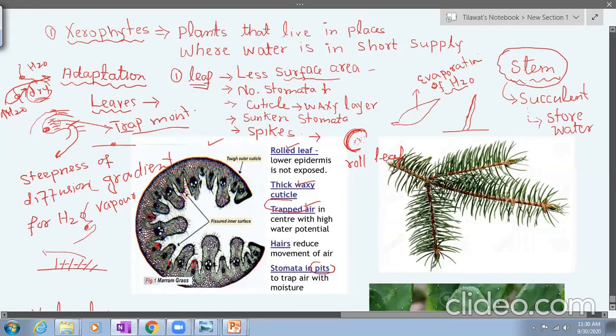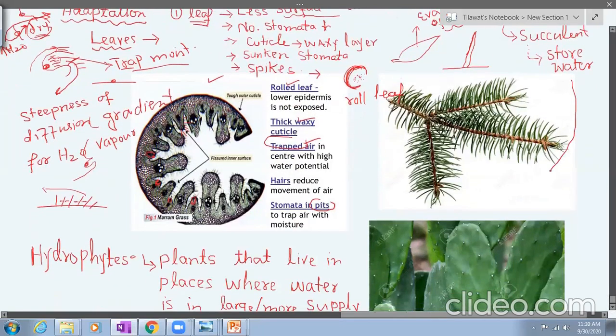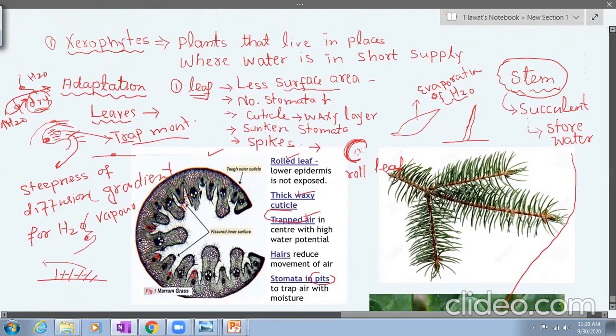You can check it in the cactus plant. In the cactus plant, the leaves are not there, or they are converted into spikes. These are the spikes. Even these spikes help to protect it from predators, so that animals may not eat it. And the succulent stem stores water, and when the plant needs that water, it can utilize it. If you cut it, you will see that it is very soft with a lot of water inside. So this is another adaptation regarding the stem of these plants.